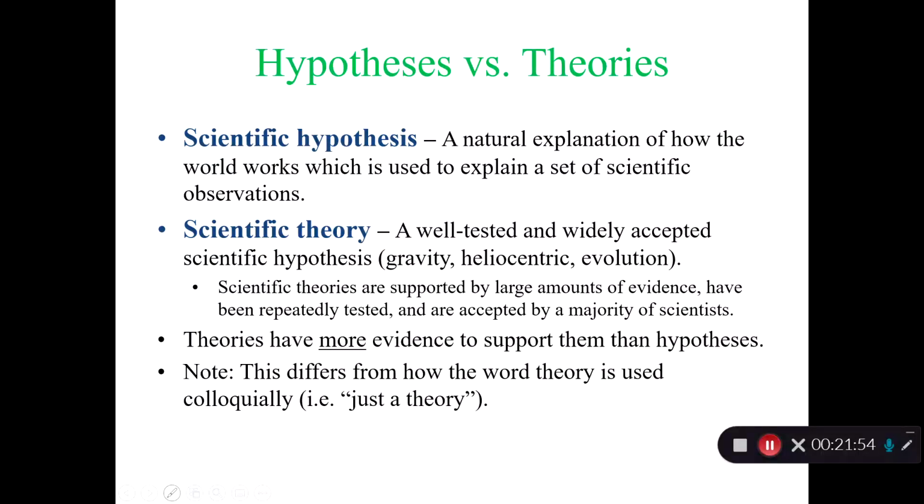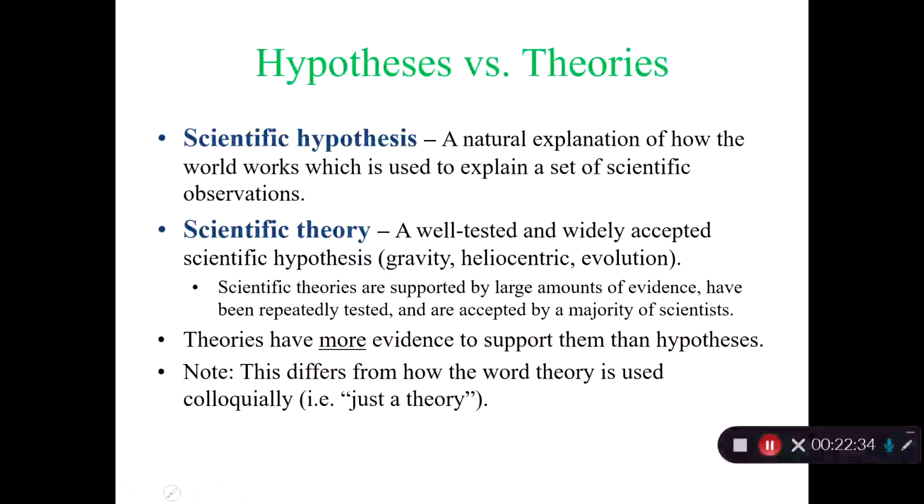Gravity would be an example, right? Okay, this is gravitational theory. It has obviously been well tested and is now well accepted. Heliocentric theory, right, is that the Earth goes around the sun, right? Used to be controversial back in the 16th century, right? Now we actually accept that as a fact, right? Evolution would be another scientific theory with, again, well tested, widely accepted. So scientific theories are supported by large amounts of evidence, have been repeatedly tested, and are accepted by kind of consensus views within the science.